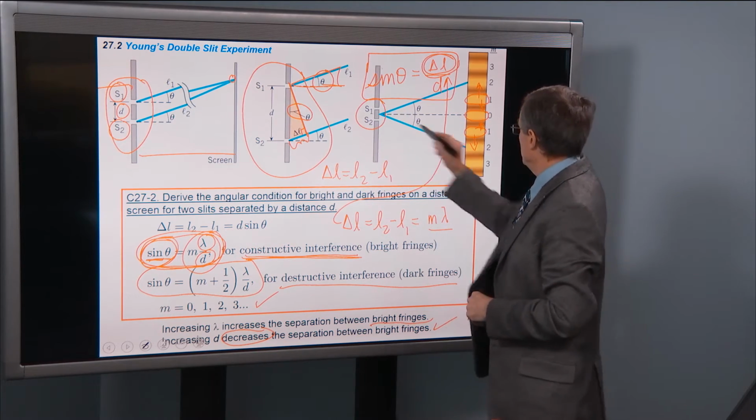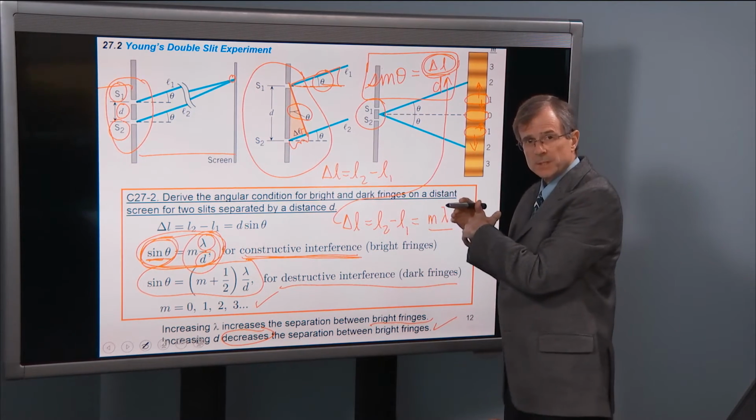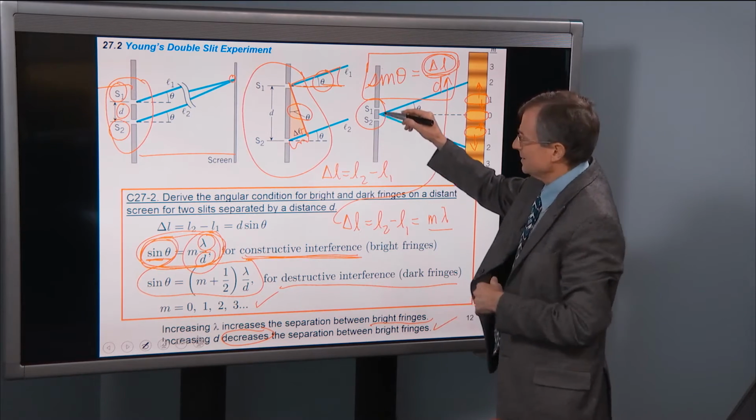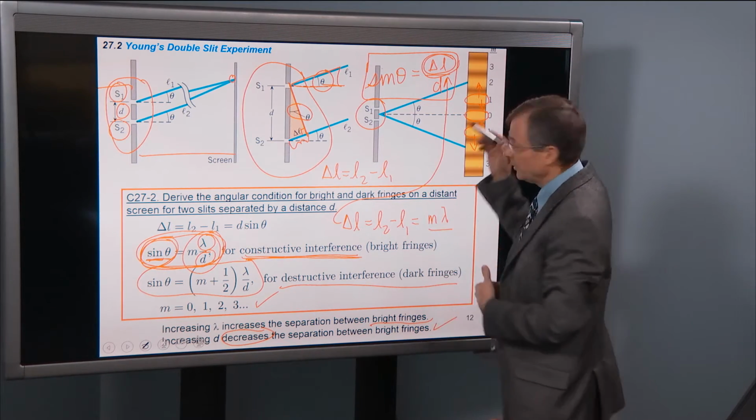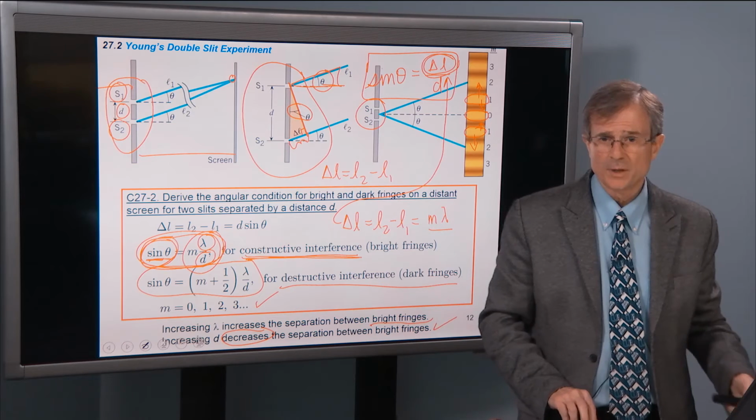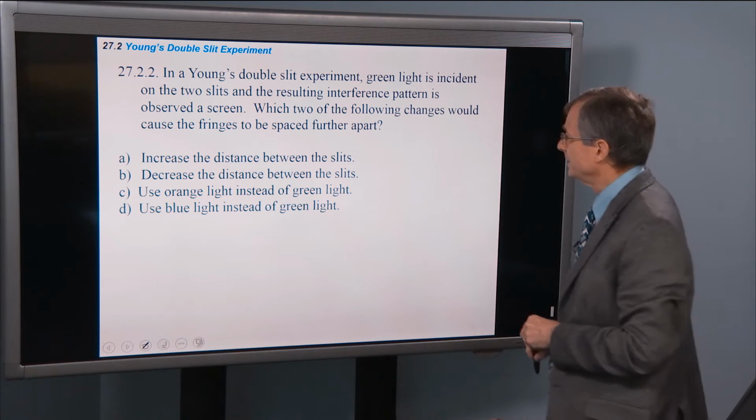You increase this, you decrease the distance between the fringes. You decrease the D, you'll increase. They work opposite with each other. All right, let's take an example.